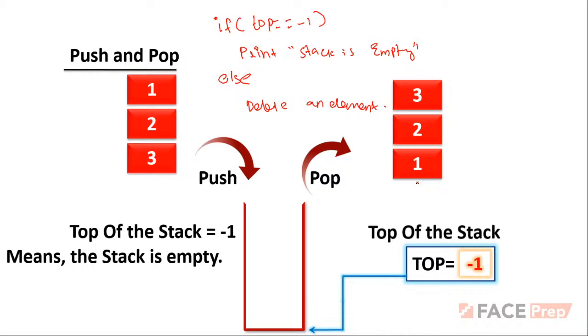Similarly, whenever you are deleting an element from the stack, you have to check one condition: if top is equal to minus 1, print stack is empty, because I cannot delete an element when the stack is empty. That is called the underflow state. If the condition is not true, I go for the else case and I can delete the element.